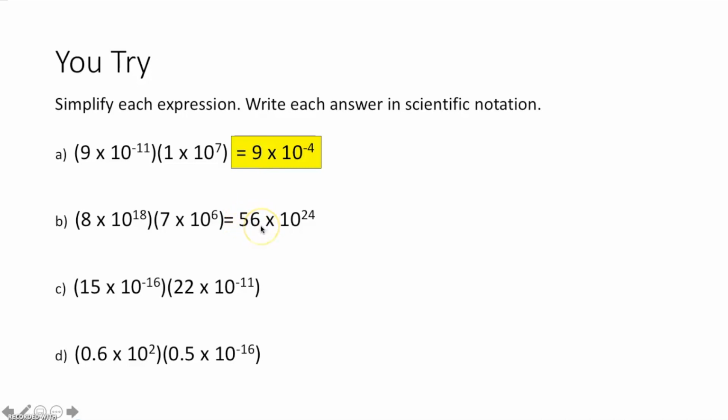So we take our decimal, move it 1 place to the left, and because you move your decimal place 1 place to the left, you're going to have to add 1 to your exponent. So this becomes 5.6 times 10 to the 25th power.